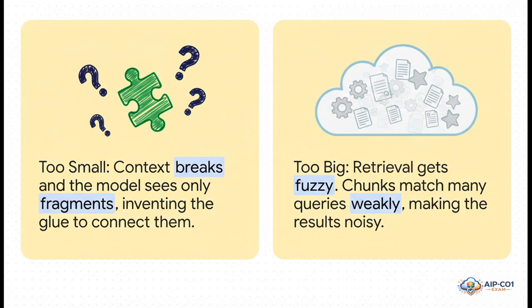And that chunking part is so important. It's a classic Goldilocks problem. If your chunks are too small, they lose all the surrounding context, and the AI has to invent the glue to stick them together, which, you guessed it, leads to hallucinations. But if your chunks are too big, your search results get really noisy and full of irrelevant stuff. Getting this just right is a real art.